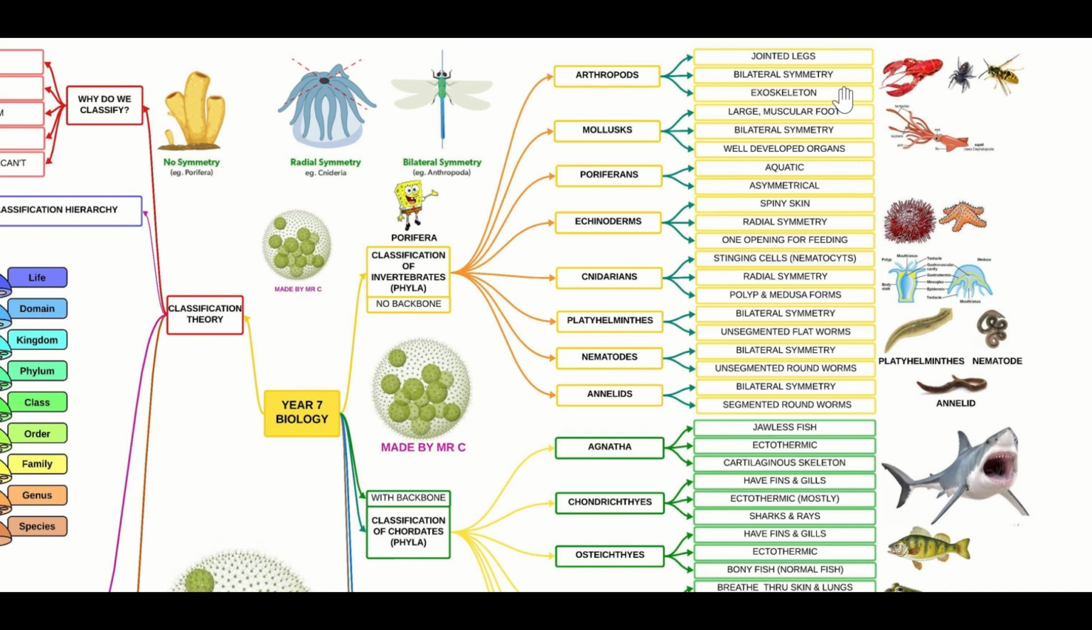You might think it's pronounced chitin, but it's actually chitin. All right, then we have mollusks, which have a large muscular foot, bilateral symmetry, and well-developed organs. Here we have a squid.